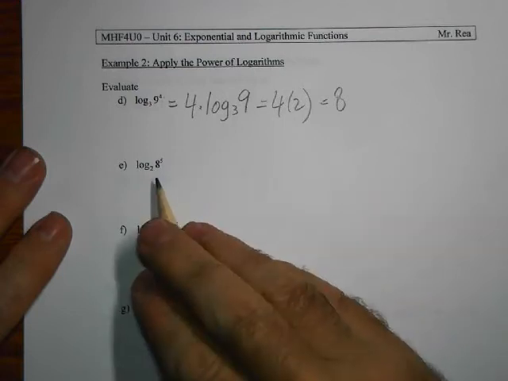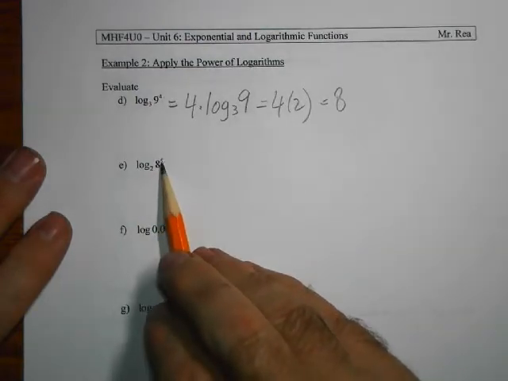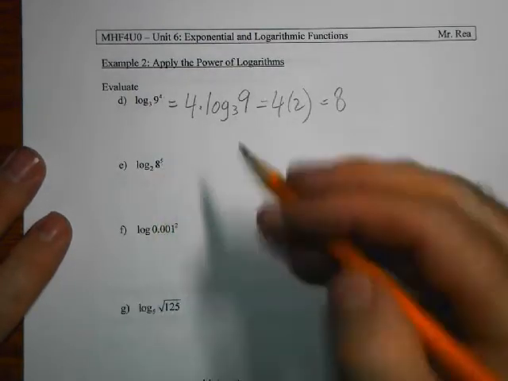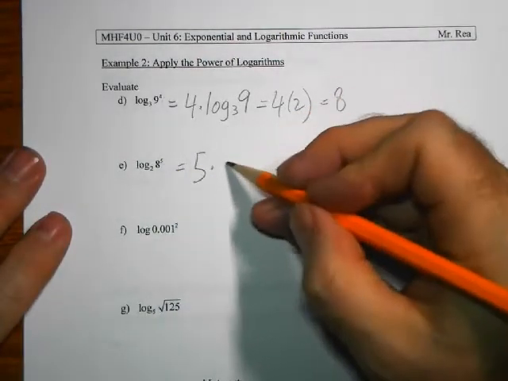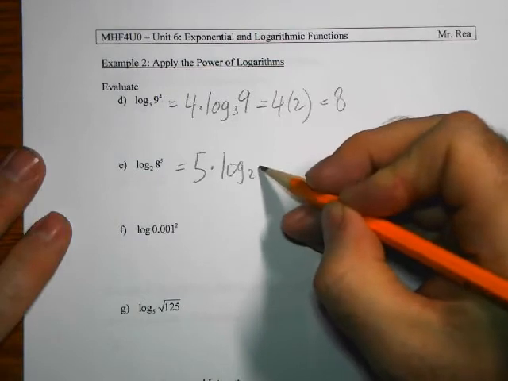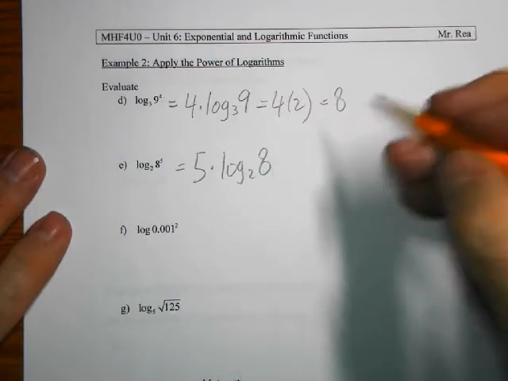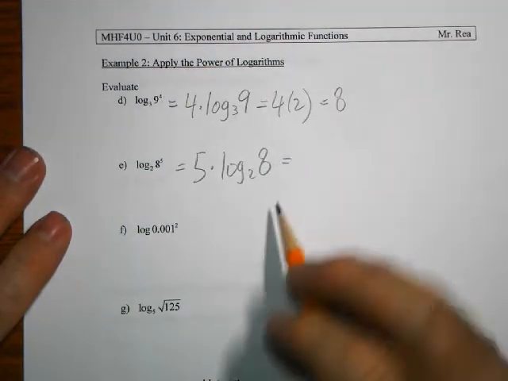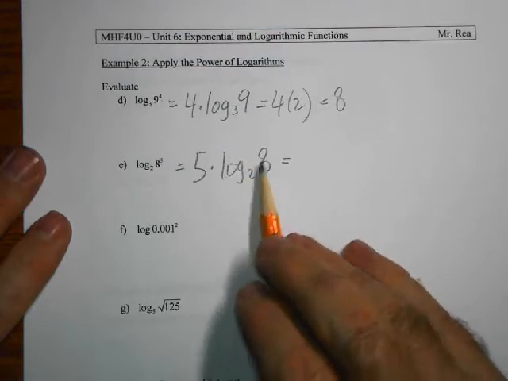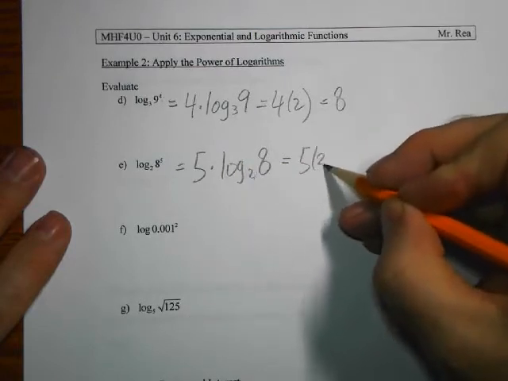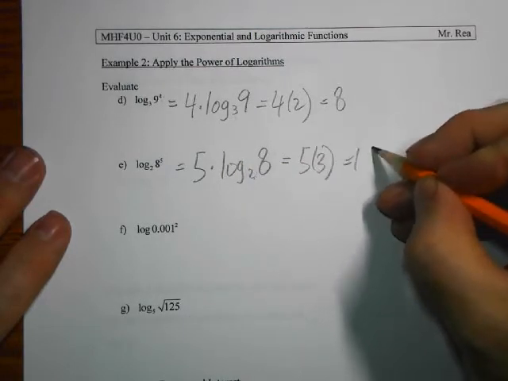Okay, this one here. So again, this looks like another power law. So I'm going to put the 5 out front. 5 times log base 2 of 8. Okay, and log base 2 of 8. What power do we apply to base 2 to give us 8? Well, that would be 3. So that's 5 times 3, which is 15.